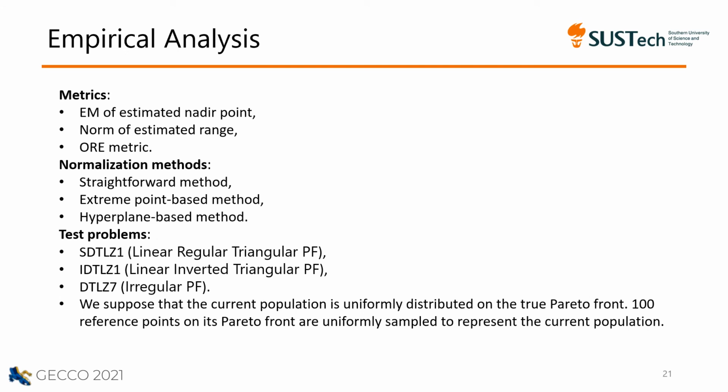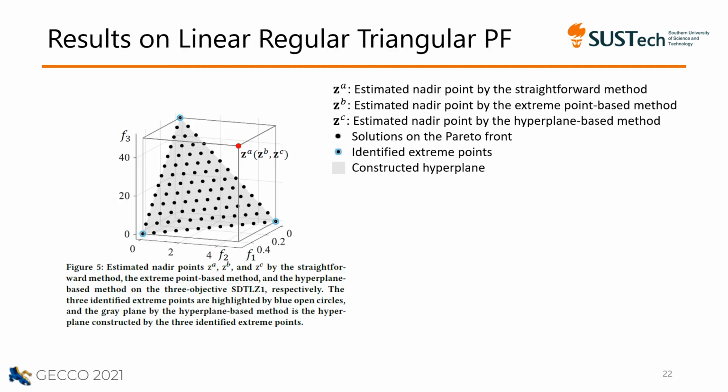Here shows the experimental settings. We use the error metric, norm of estimated objective range, and the proposed ORE metric to examine different normalization methods, and we consider test problems with different shapes of Pareto fronts. We suppose that the current population is uniformly distributed on the true Pareto front. 100 reference points on its Pareto front are uniformly sampled to represent the current population.